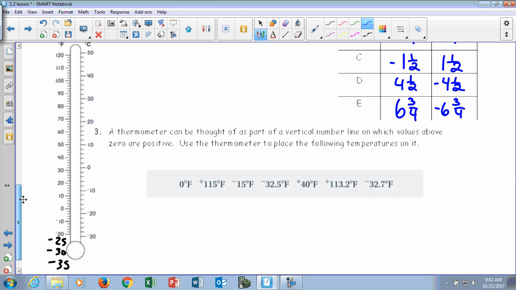Well, obviously 0's here, right? 115 is kind of like right in the middle here, right? Between 114 and 116 because it's going by 2's. -15 is kind of down here. Again, halfway between 10 and 20. So like this is 12, 14, 16. So it's like right there, right? -32.5. Yeah, it's down here somewhere, right? It was kind of off the chart, right? 40 was up here.